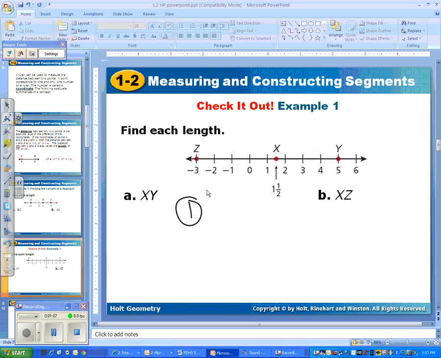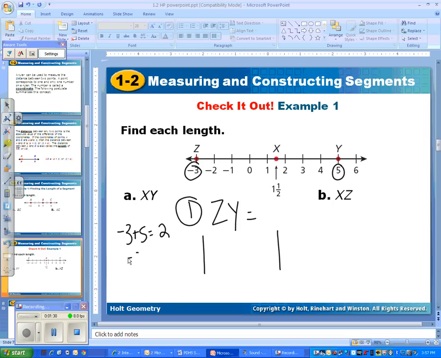Let's say we wanted to find the length of line segment ZY. You could literally just count on a number line, but I want you to try to challenge yourselves. Would we be using addition or subtraction in this case? Well, we have a -3 over here and a 5 over here. If I added it, -3 plus 5, that would be 2. This looks a lot longer than 2.